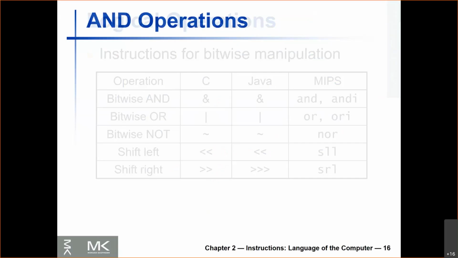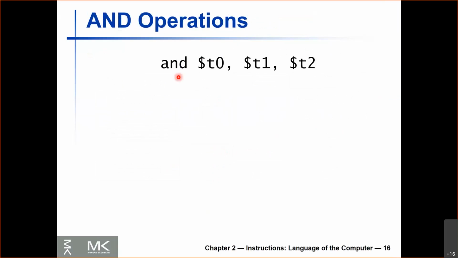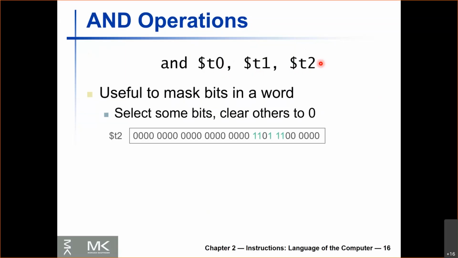So what does a bitwise AND do? For example, if we had AND T0, T1, T2, what this means is that T0 equals T1 AND T2. What does it mean to do a bitwise AND of T1 and T2? Well, let's say T1 looked something like this. It had a bunch of zeros, but it has a bunch of ones over here. And let's say I was interested in a specific window of bits in T2. So let's say I was only interested in these bits over here. I wanted to look at what these bits are, and I wanted to ignore all the other bits.